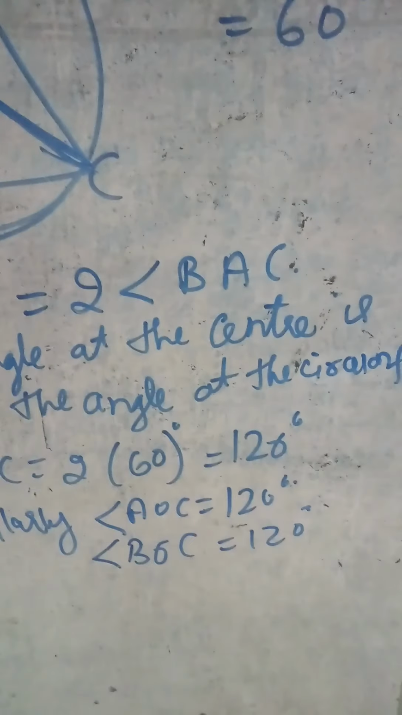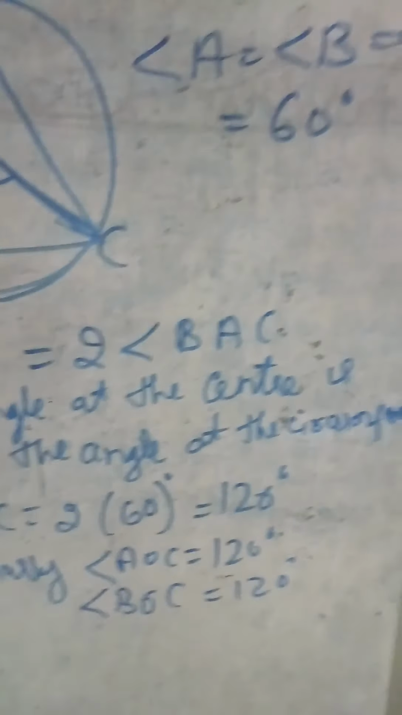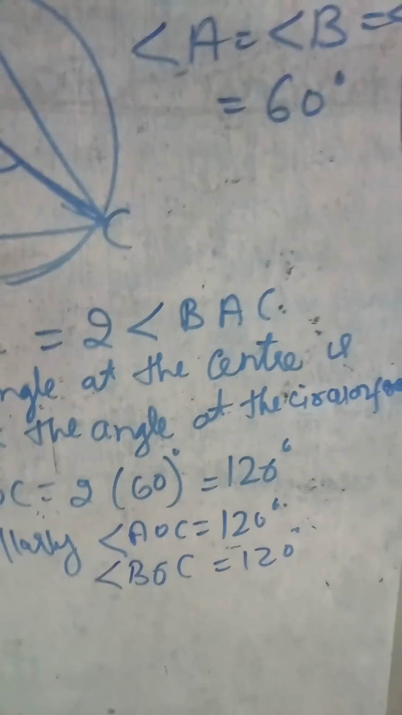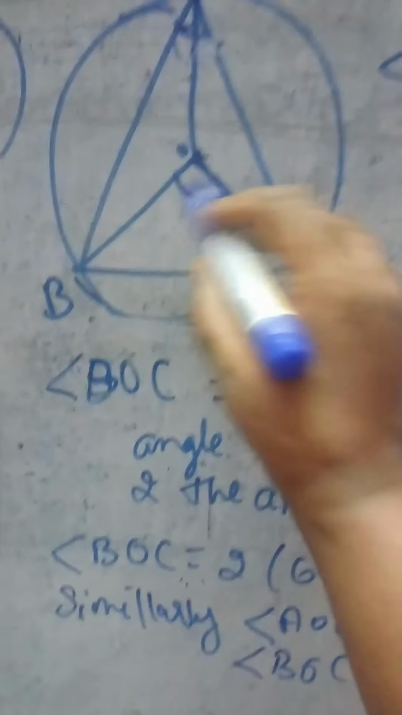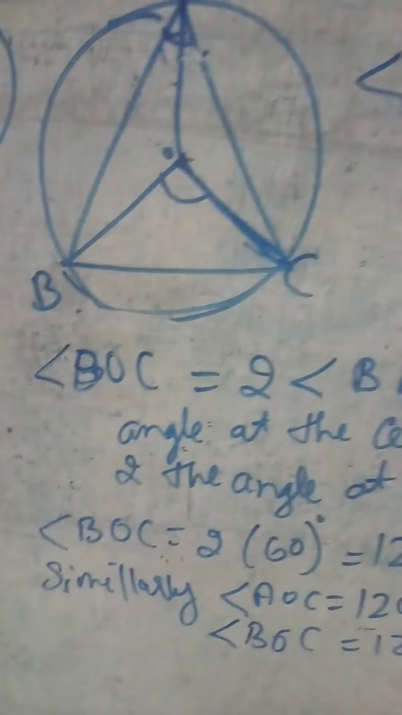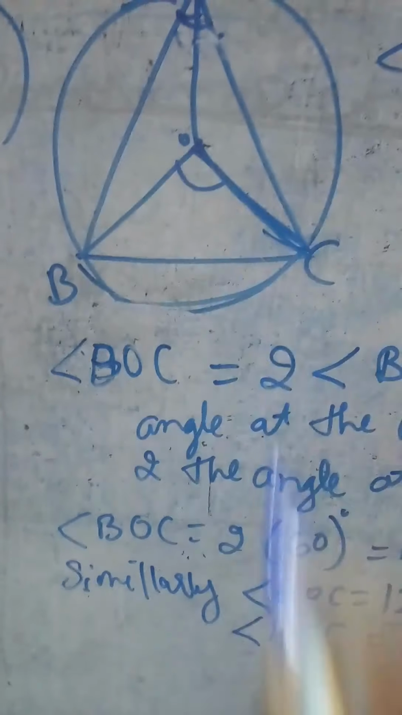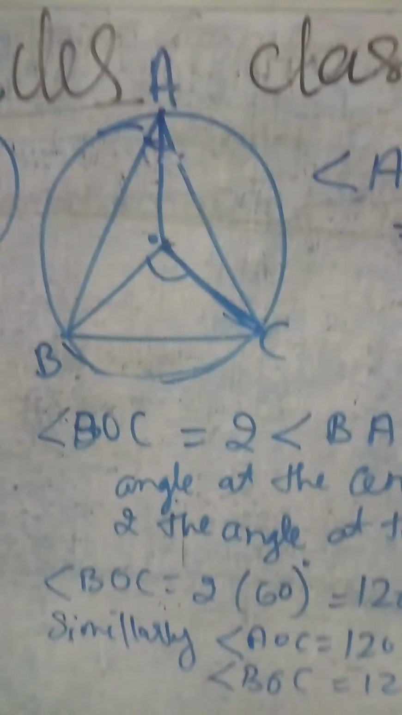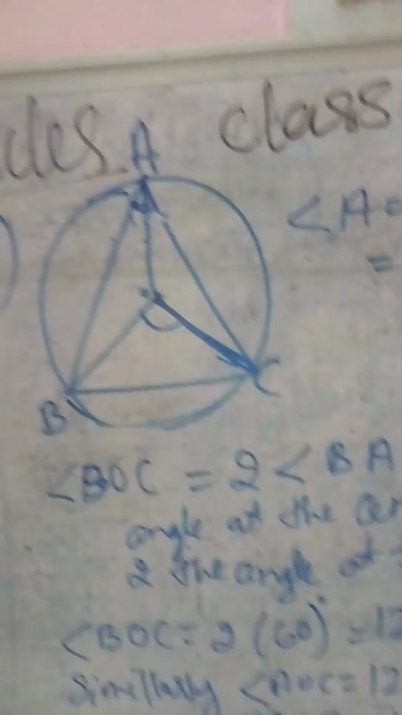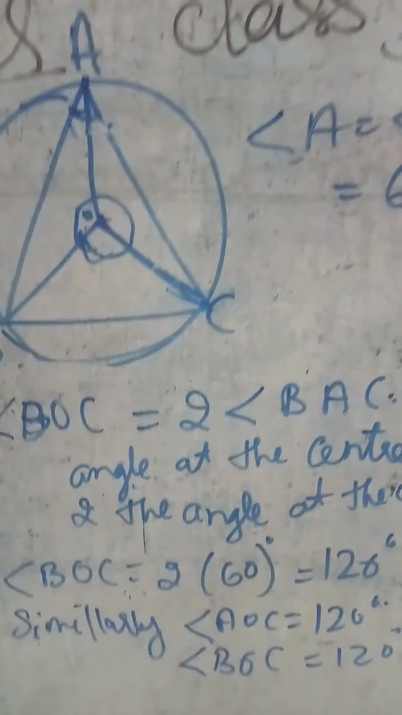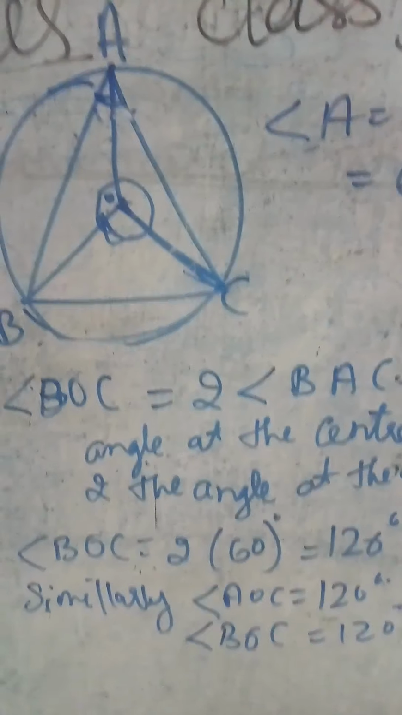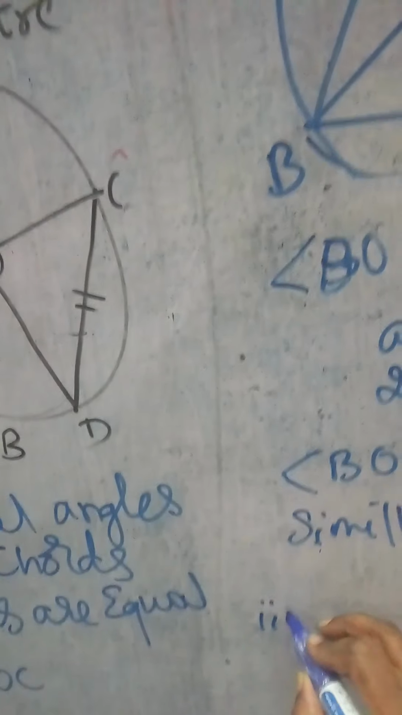Understood? So this you should remember. Here you can take theorem 6 also, or you can take that equal chords subtend equal angles at the center, because there are 3 angles at the center, all equal angles. So 360, you know, it is a circle here, 360 divided by 3 will become 120 degrees each. Next is the third one.